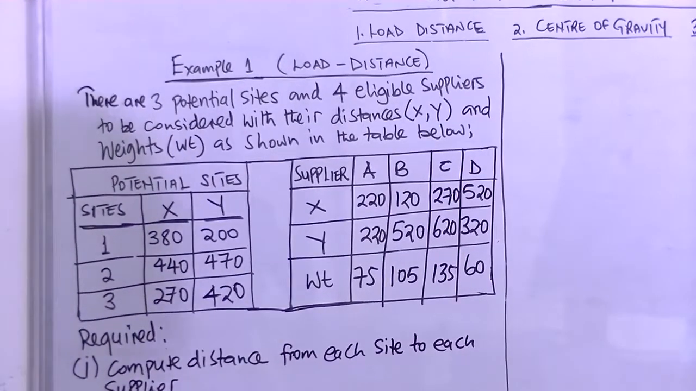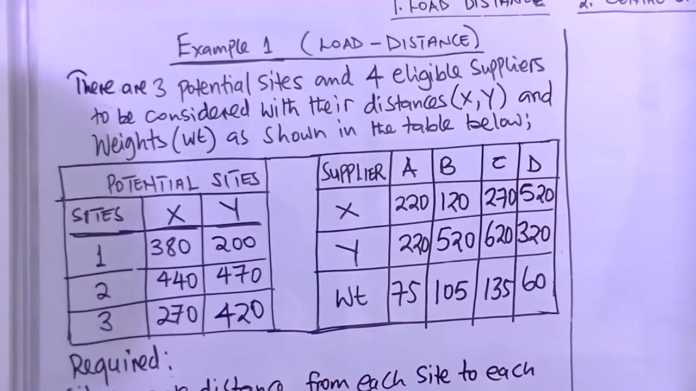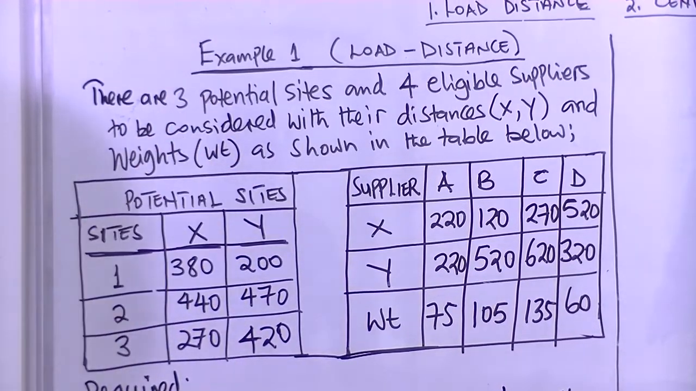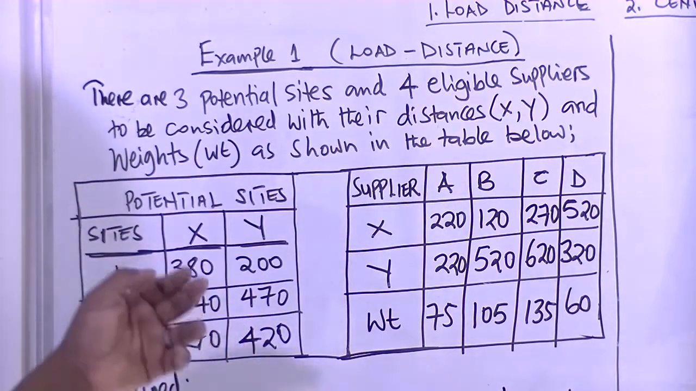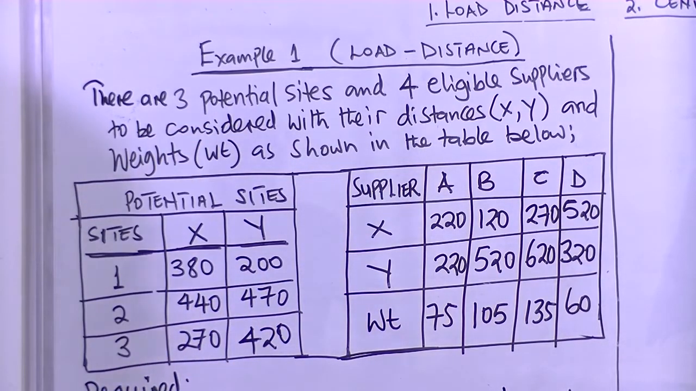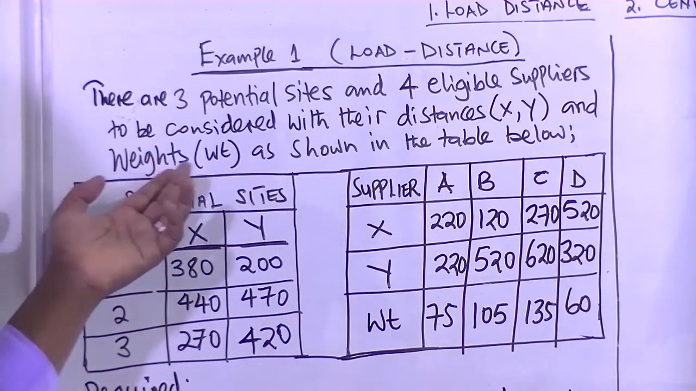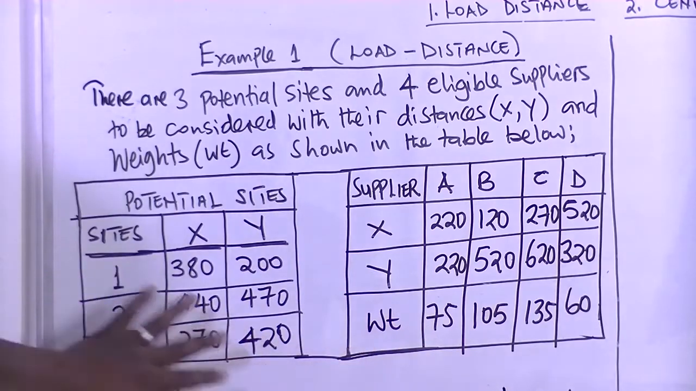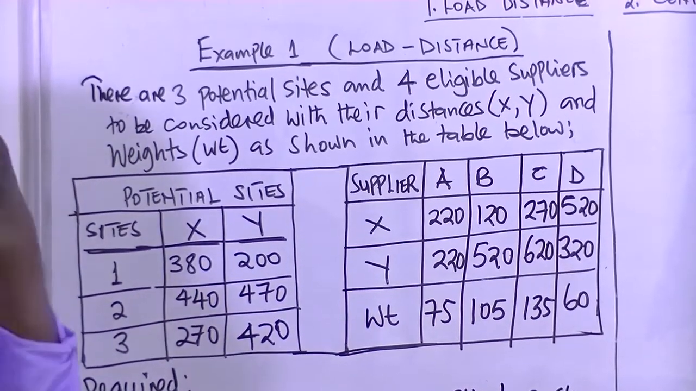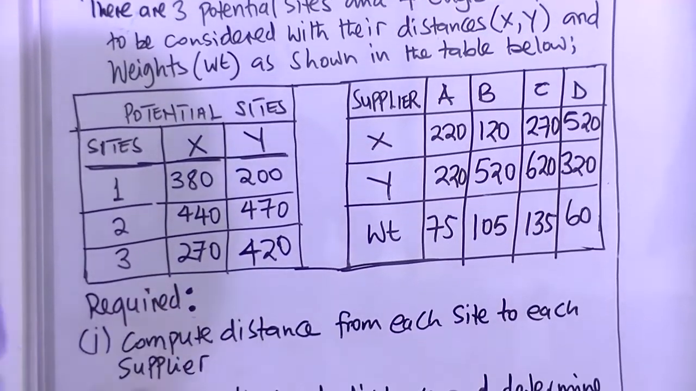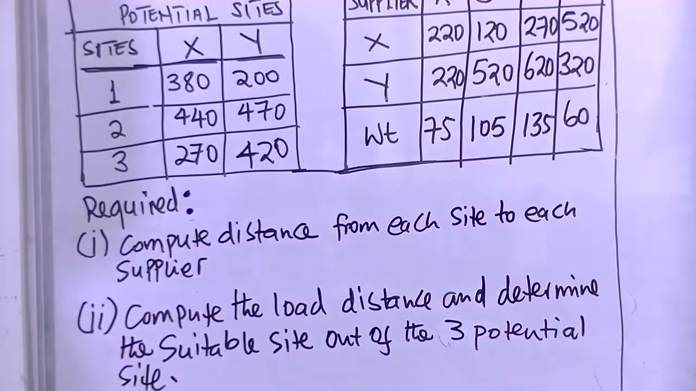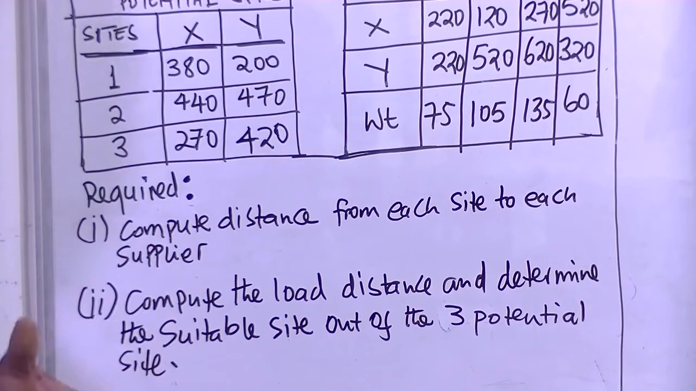All right, we begin. Example number one, under load distance. There are three potential sites and four eligible suppliers to be considered with their distances mapped in coordinates as X and Y and their weights as shown in the table below. This is the table that we are talking about. Okay. Now required, compute the distance from each site to each supplier.